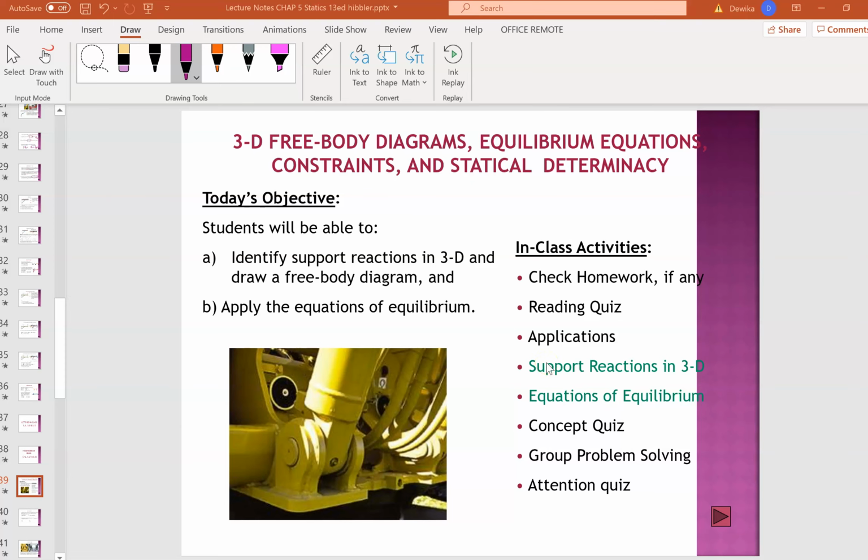Welcome back to the last part of the chapter, which is the 3D free body diagram. Now this is just for knowledge's sake. It is not being tested in the exam. I repeat, it's not being tested in the exam.